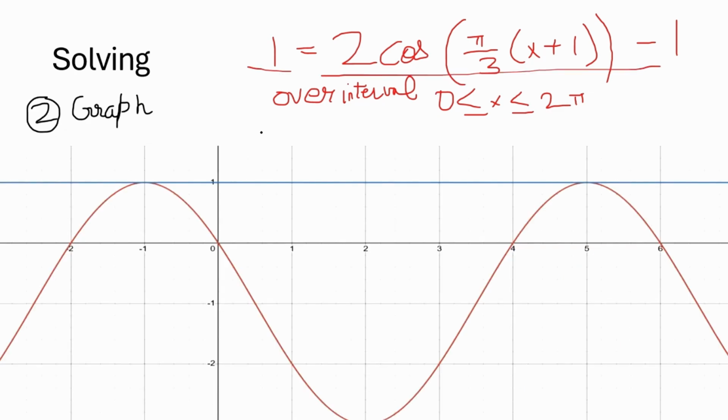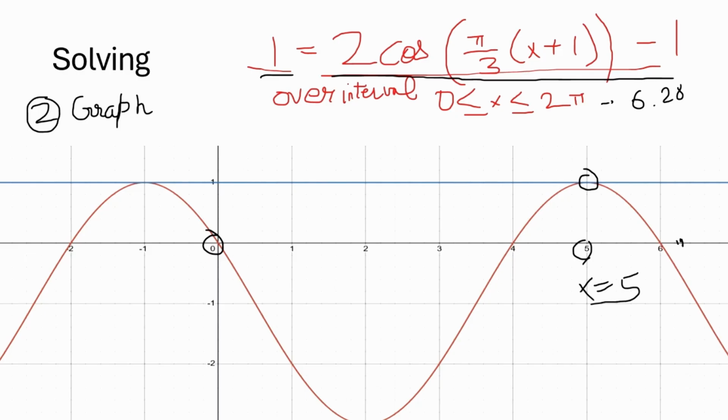Now if you're to solve it graphically, you know how to do that. You just graph both equations, the left side and the right side, and then over the interval 0 to 2 pi, which is 3.14 times 2, 6.28. So it's about here somewhere, 6.3 almost. Okay, so the only time they touch is here. So that's when x equals 5. That's how you solve it graphically.